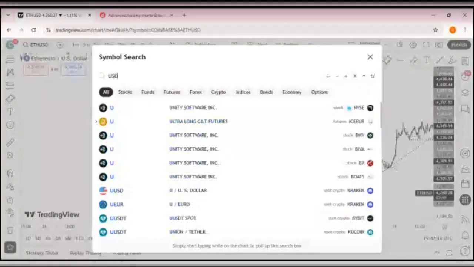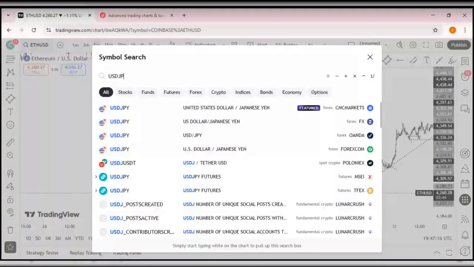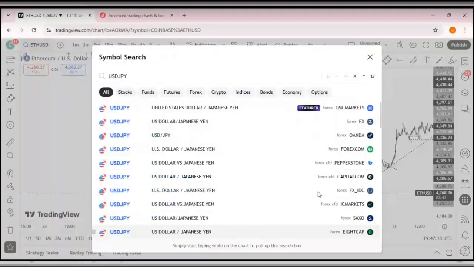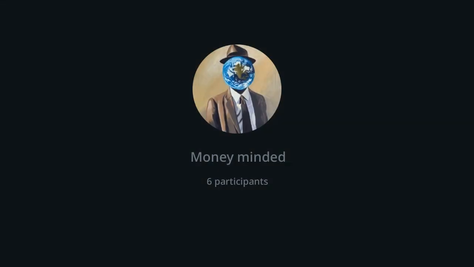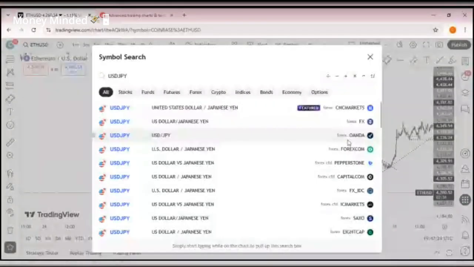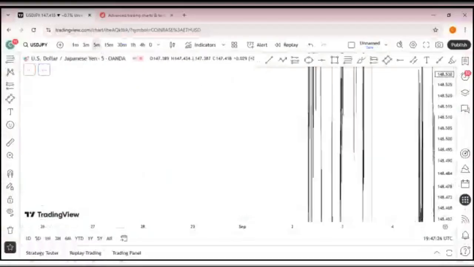Again, let me show you. The pairs I tend to use it a lot on are USD JPY and GBP USD. The breaker block also works on gold, but I tend to use the continuation.